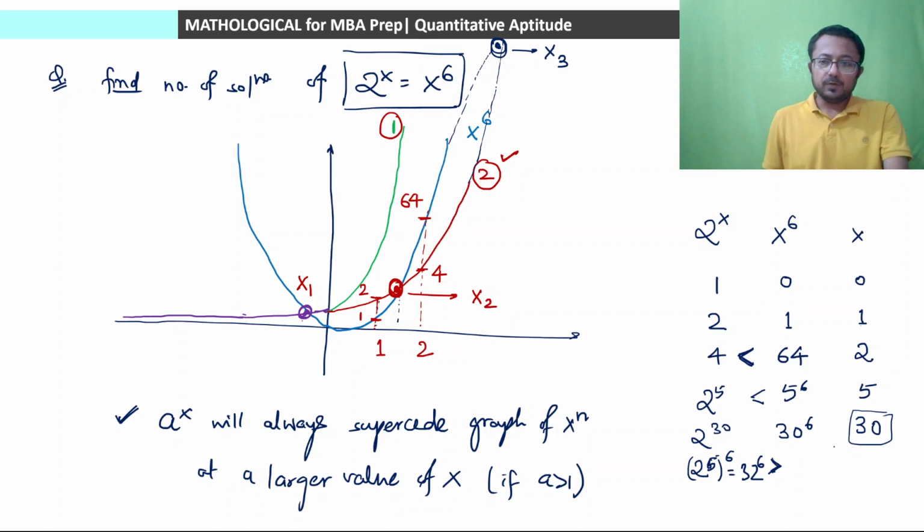If we take an even bigger value, for example 60, then at x equal to 60, x to the power 6 will be 60 to the power 6. This is a very huge value, but still very, very small in comparison to 2 to the power x, because 2 to the power x will be 2 to the power 60, which is 2 to the power 10 to the power 6, that is 1024 to the power 6, which will be much, much larger than 60 to the power 6. As the value of x is increasing, clearly 2 to the power x is increasing at a much, much faster pace than x to the power 6. Is this clear? Definitely there will be a third intersection point. So the number of solutions in this case will be equal to 3.